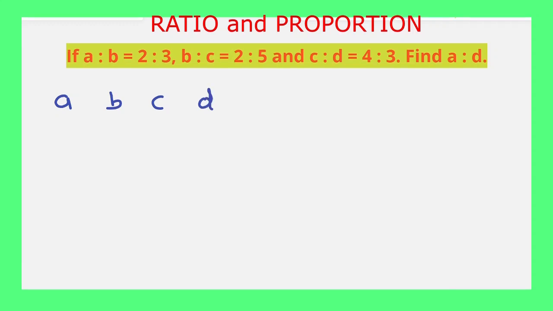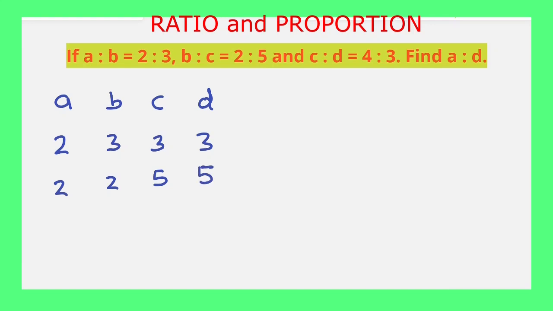A ratio B is 2 ratio 3. So we write 3, and we just repeat this 3 below C and D, which is closer to C and D. As 2 is not closer to C and D, 3 is closer to C and D, so we write 3 and 3. Now B ratio C is 2 ratio 5, so we write 2 below B and 5 below C. And 2 is closer to A, so we write 2 here. And 5 is closer to D, so we write 5 here below D.